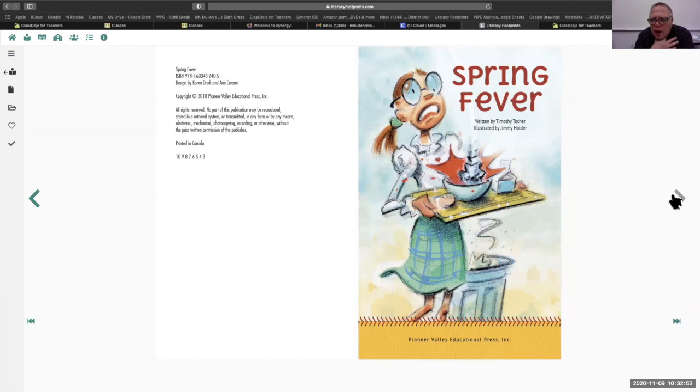Spring Fever, written by Timothy Tocher and illustrated by Jimmy Holder. I like the illustrations, don't you?